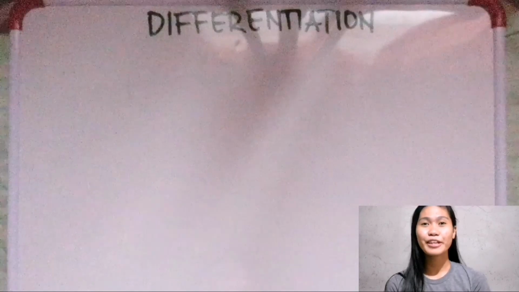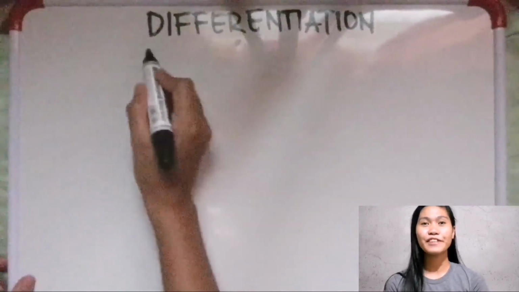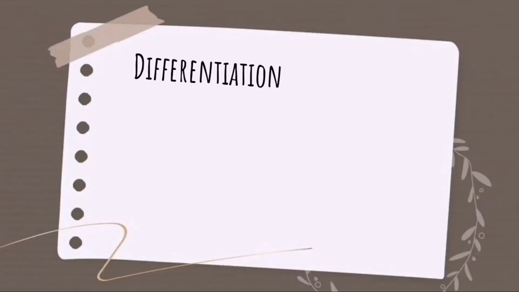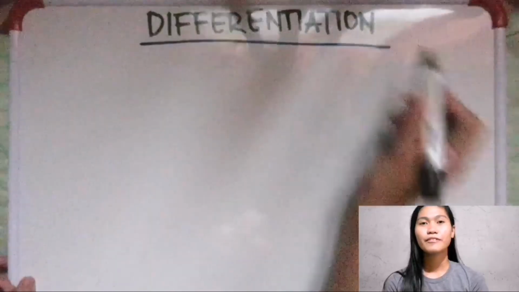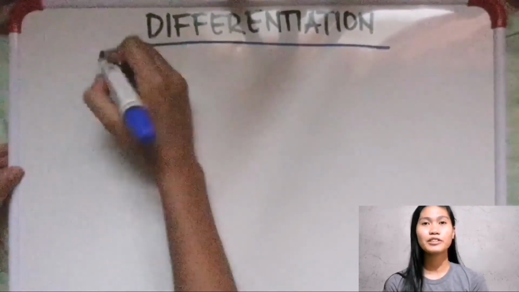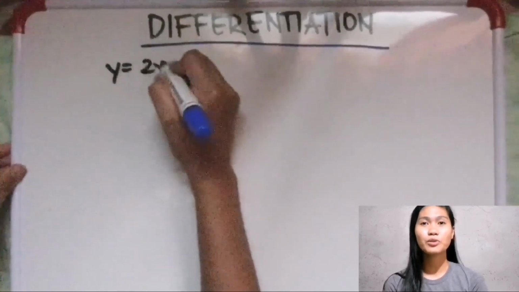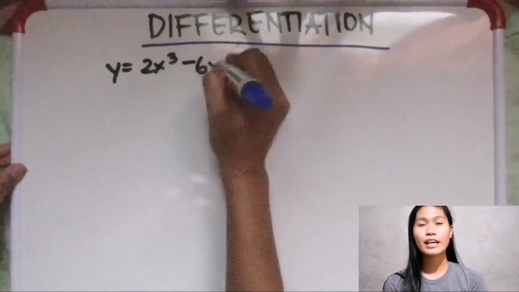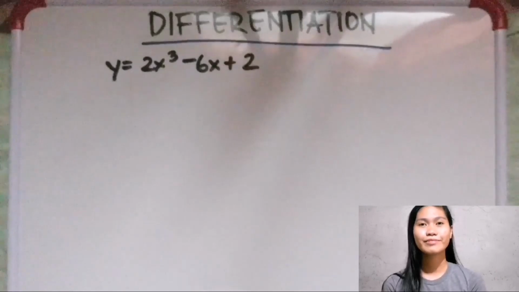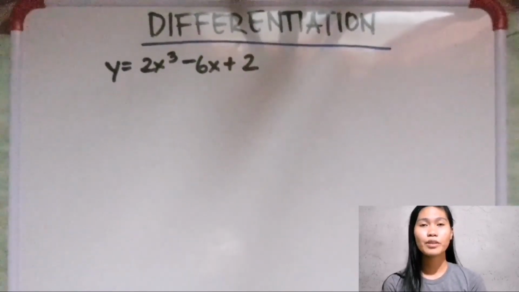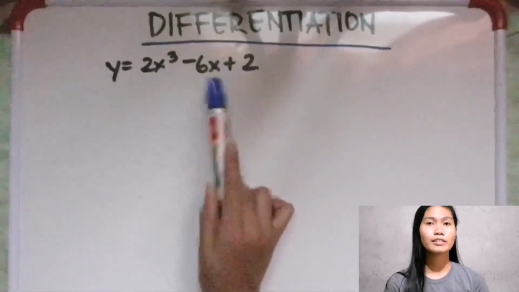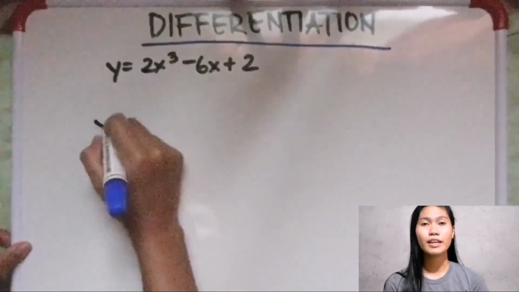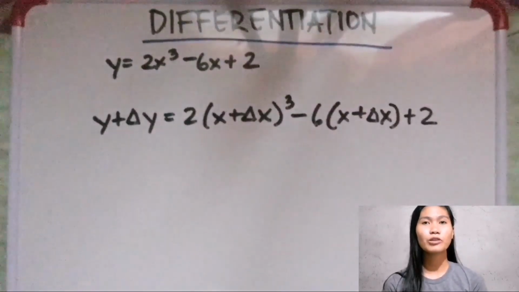For number 4, we can derive the function by using differentiation. The first step is to write the function, which is y is equal to 2x cubed minus 6x plus 2. For the second step, we will change y into y plus delta y and x to x plus delta x. It will be written out like this.